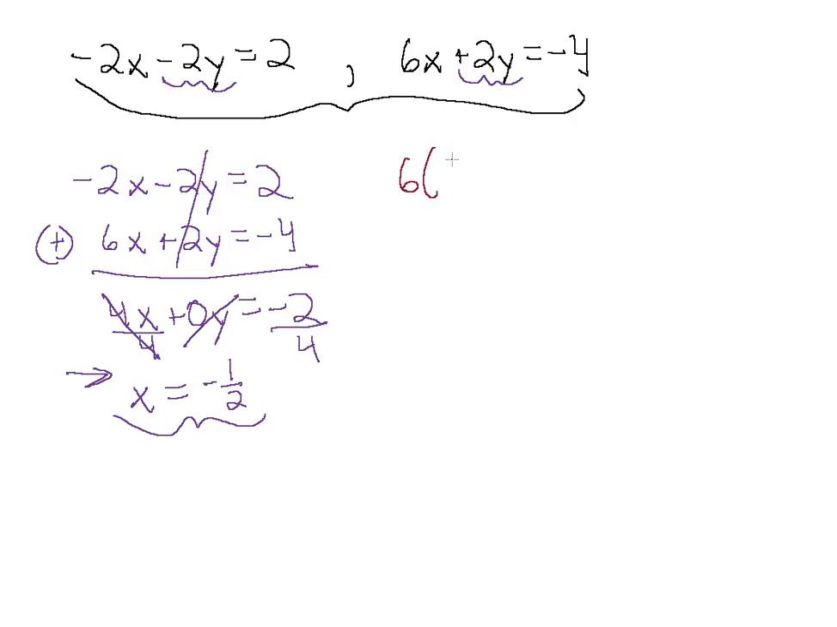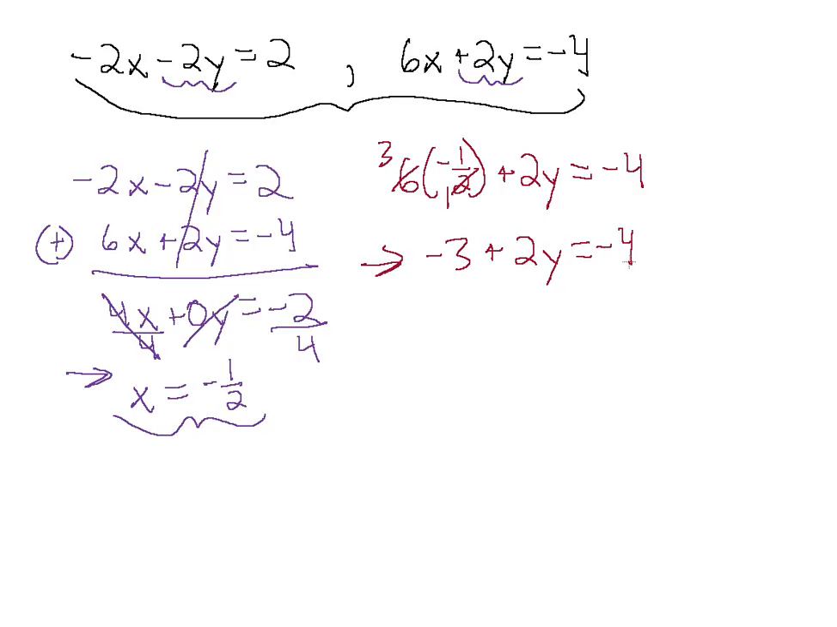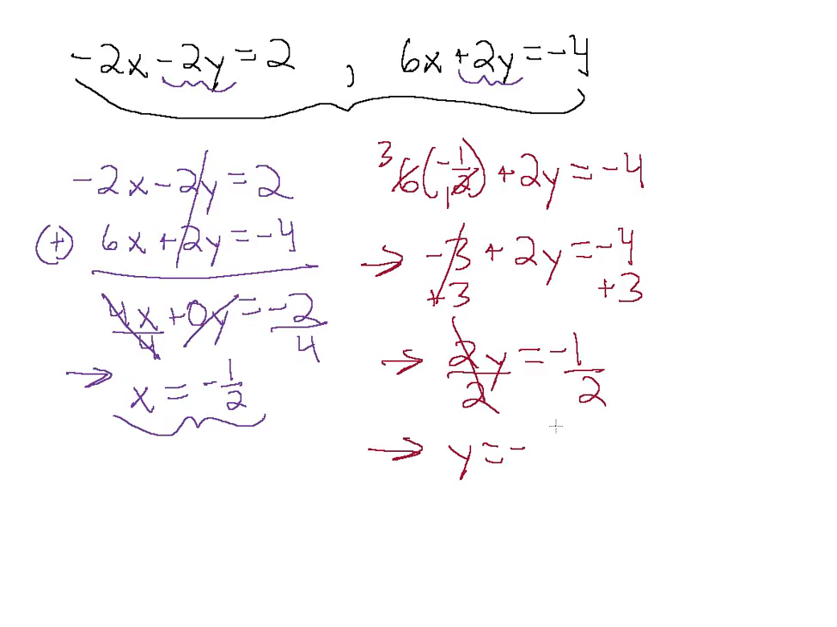So we have 6 times x, which is minus 1/2, plus 2y, where y is the variable we want to solve for, equals minus 4. Let's go ahead and solve this. We can factor this out and simplify a little bit. This becomes 1 and 3, so we have 3 times minus 1, which is minus 3, plus 2y equals minus 4. We can add 3 to both sides. Those two terms will cancel, so we have 2y equals minus 4 plus 3, which is minus 1. And we can finish it off by dividing both sides by 2, which gives us y equals minus 1/2.